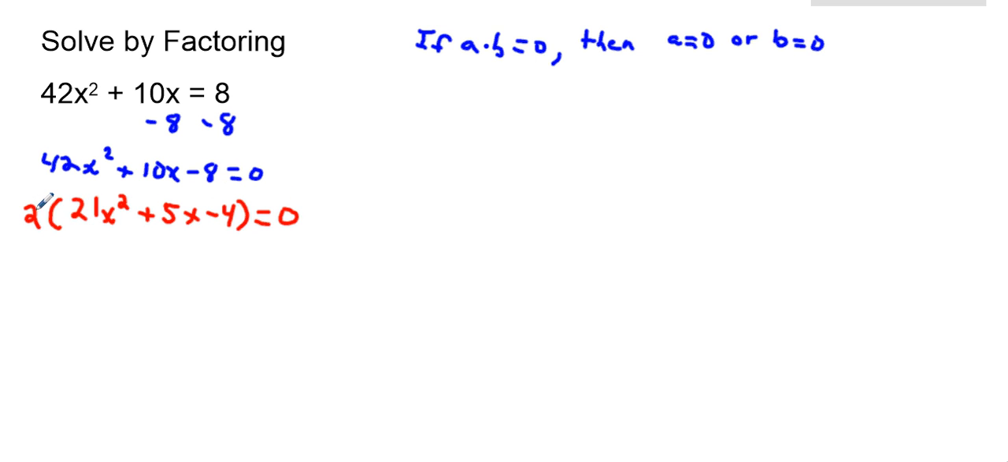While we do have 2 times an expression, I can see that this expression is probably going to need to be factored even more. Pulling out a 2 left us with smaller numbers, but they're still quite large, as we're going to see as we hit our factoring technique. The first step is the leading term coefficient times the constant. So negative 4 times 21 is a negative 84. And I want factors of negative 84 that add up to our middle term, which in this case is 5.